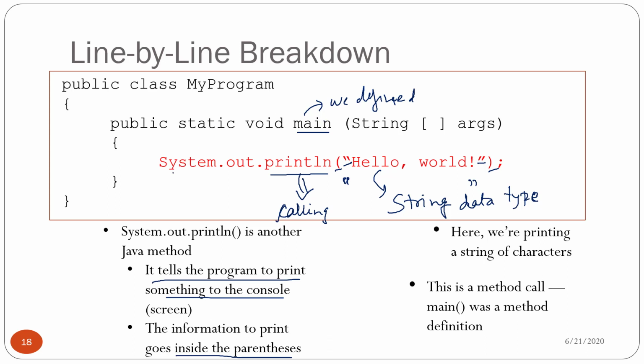We have two methods. The main method we define because we have written its body. We know what the statements in there are. Whereas println we did not define. We are just using it. So there is a difference between method definition and method call.